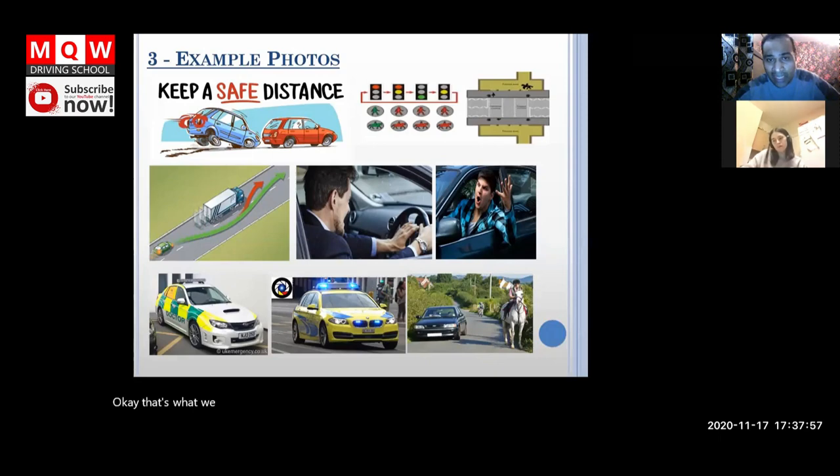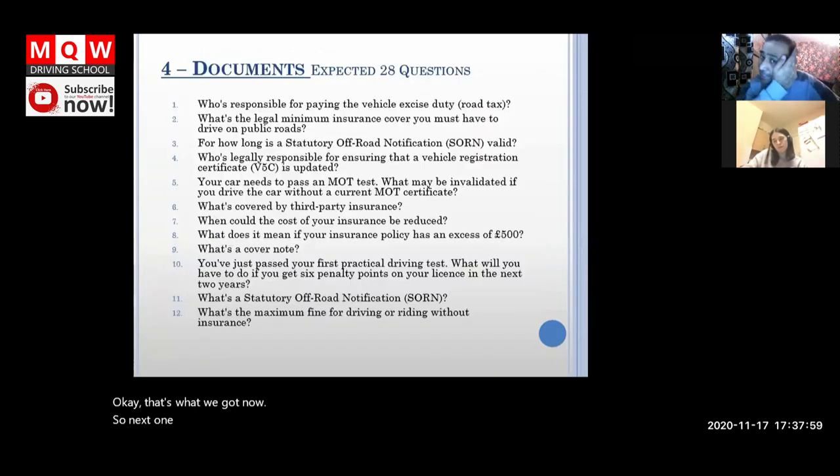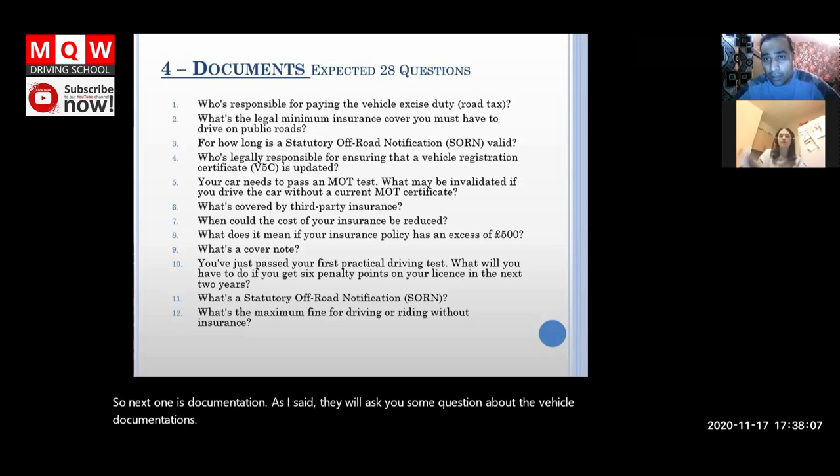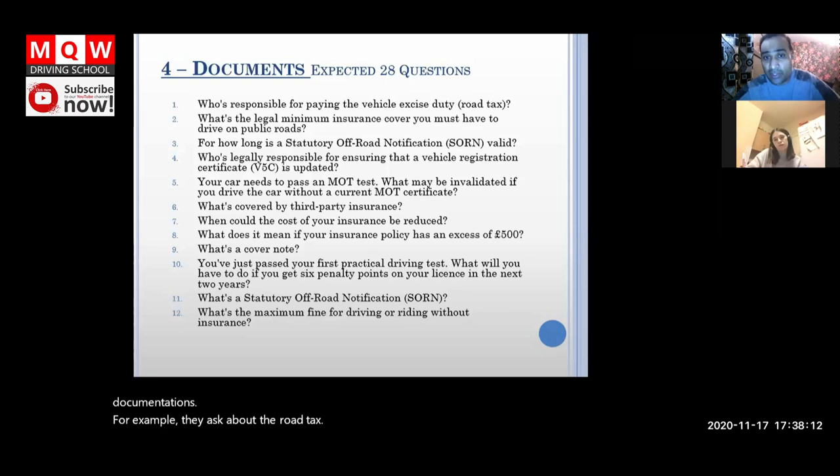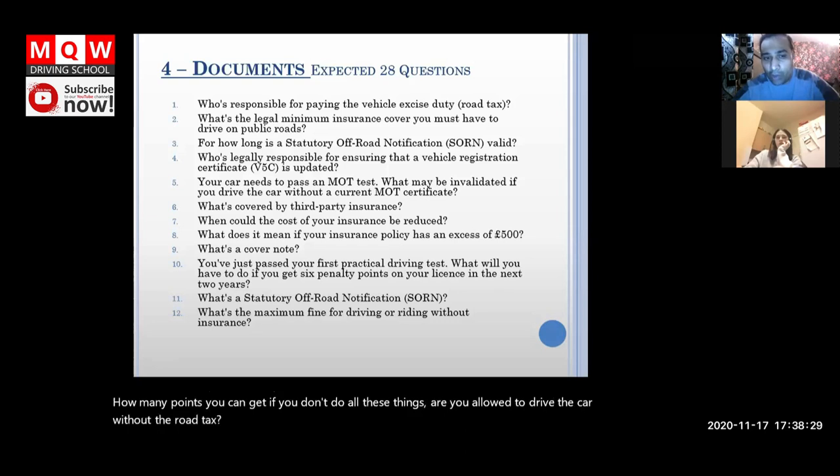So next one is documentation. As I said, they will ask you some questions about the vehicle documentation. For example, they ask you about the road tax, insurance, MOT, which policy you can buy minimum, what is the excess you have to pay as an admin fee, how many points you can get if you don't do all these things, are you allowed to drive the car without the road tax? If you don't drive the car, how can you tell the DVSA?